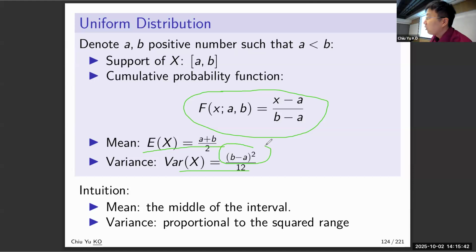Why? Remember, variance is measuring what? The variation, right? And if b minus a is larger, the numbers have a larger range, and a larger range means larger variance. Why squared? Because variance is a square, right? And why 12, don't ask me, it's a math result.